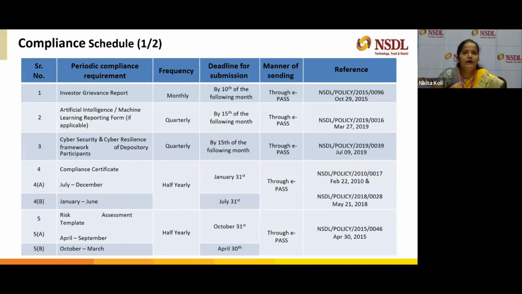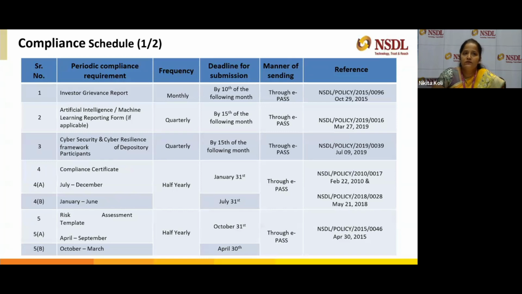The due dates are as follows. For the quarter January to March, the due date for submission will be April 15. For the quarter April to June, it will be July 15. From July to September, it will be October 15, and from October to December, it will be January 15.